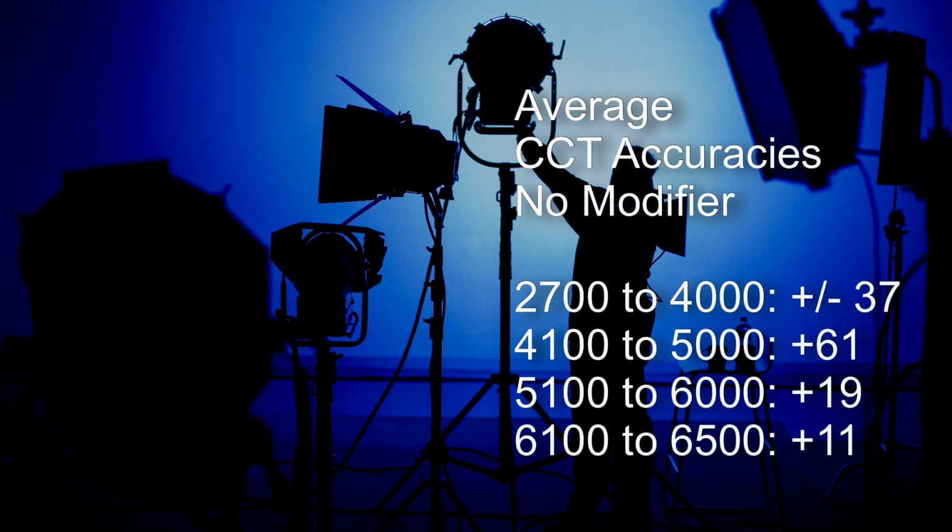Between 2,700 to 4,000 Kelvin, it was typically accurate to plus or minus 37 Kelvin. Between 4,100 to 5,000 Kelvin, it was typically out by plus 61 Kelvin. Between 5,100 Kelvin and 6,000 Kelvin, it was only out by plus 19 Kelvin on average. And 6,100 Kelvin and above, it was only out by plus 11 Kelvin on average.